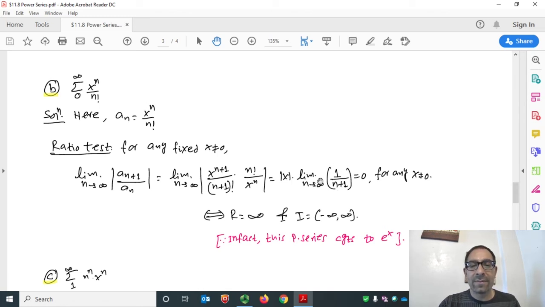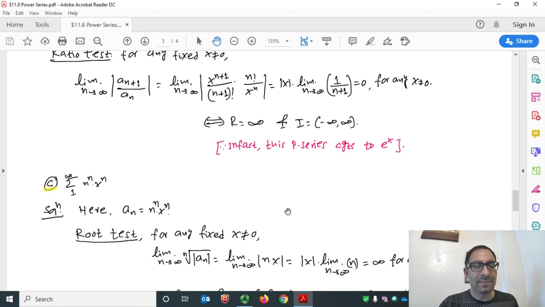The limit of this fraction, when n goes to infinity, goes to 0. That means for any x, the limit of this ratio is 0. That means our radius of convergence is infinite, and the interval of convergence is the whole real line. Great.